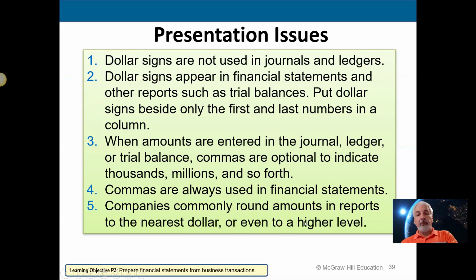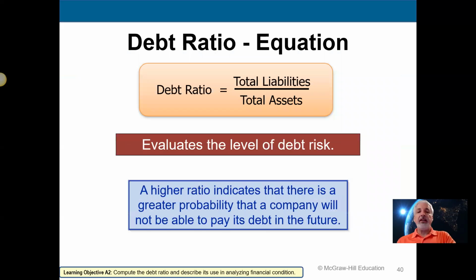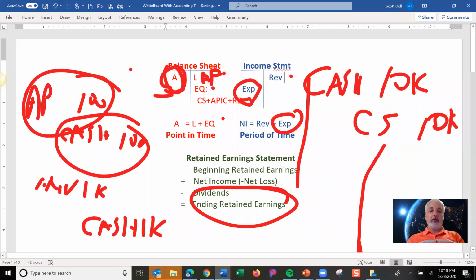Companies commonly round amounts in reports to the nearest dollar or a higher level. If Walmart was giving you financials to the nearest dollar with their sales close to $500 billion, they'd have a lot of digits. So they will say their financials are in millions or in billions, and that's okay, or some are in thousands. Debt ratio, what percentage of my balance sheet is liabilities?